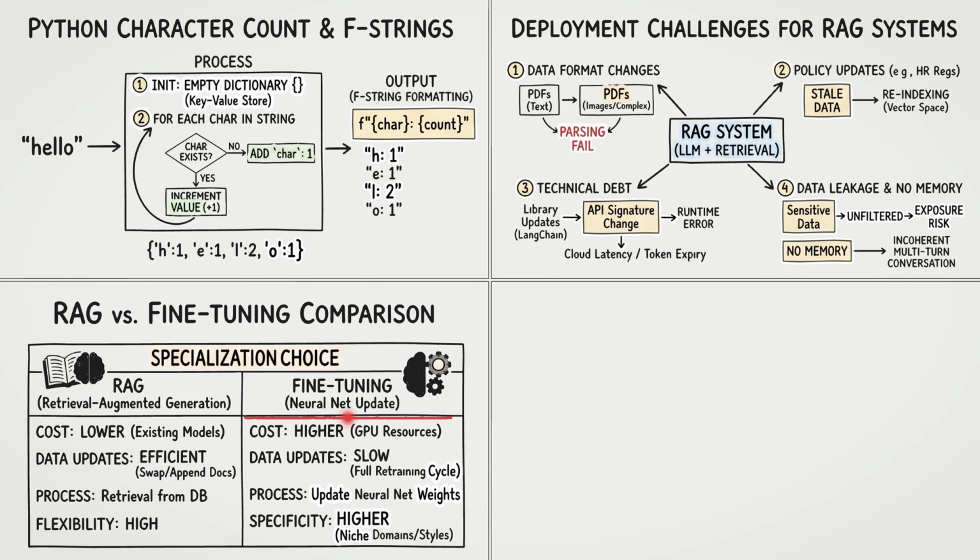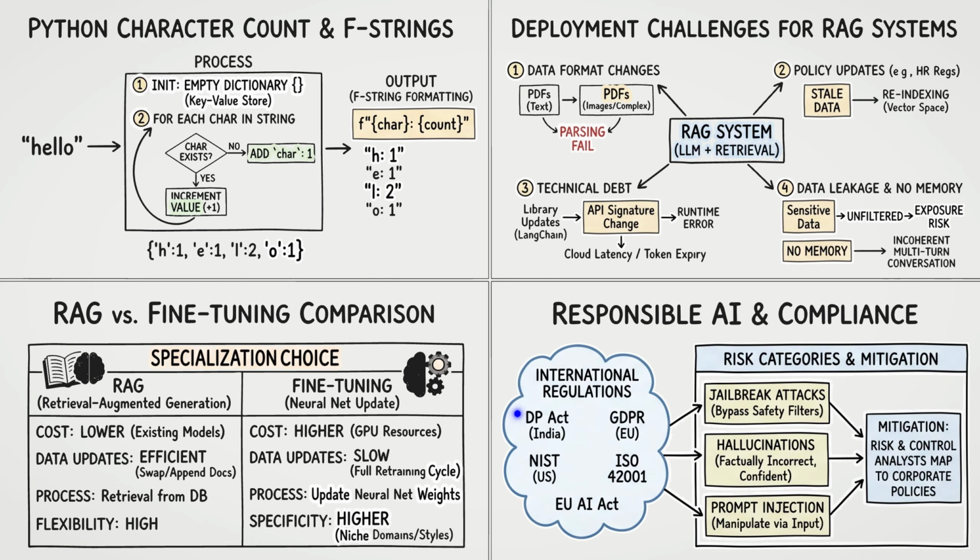Finally, any deployment must navigate international regulations like the GDPR, the EU AI Act, and NIST standards. Compliance requires engineering teams to mitigate specific risks. These include jailbreak attacks where users bypass safety filters, hallucinations which are factually incorrect but confident statements, and prompt injection.